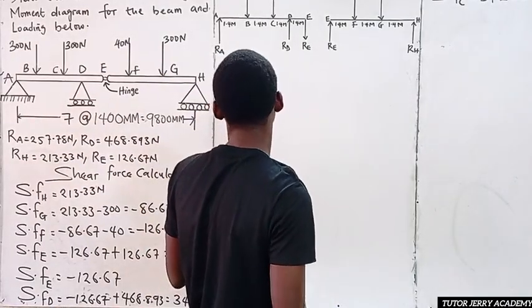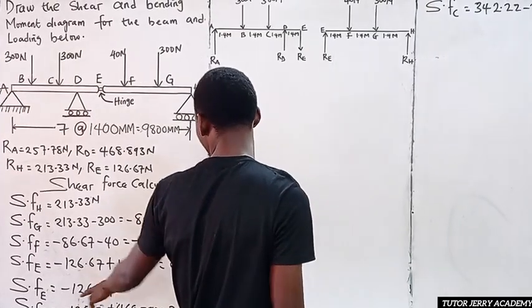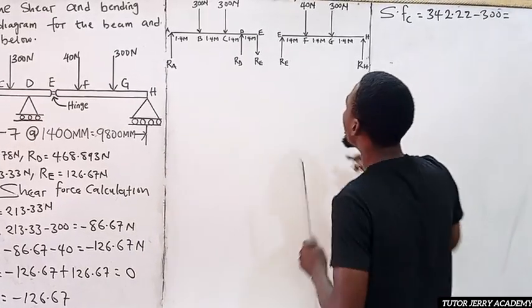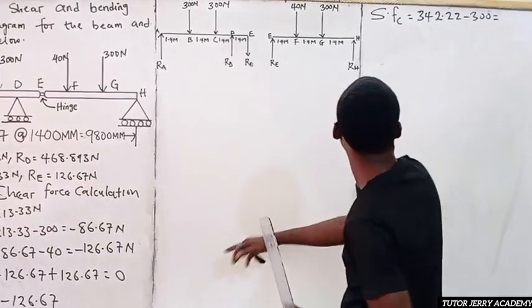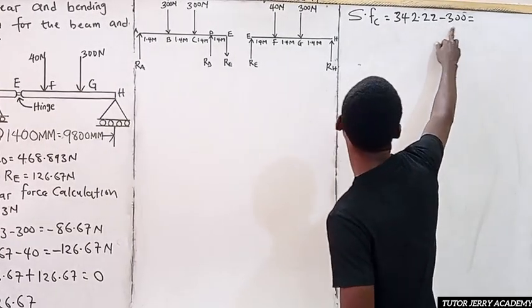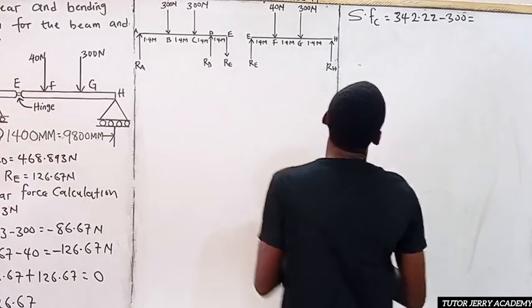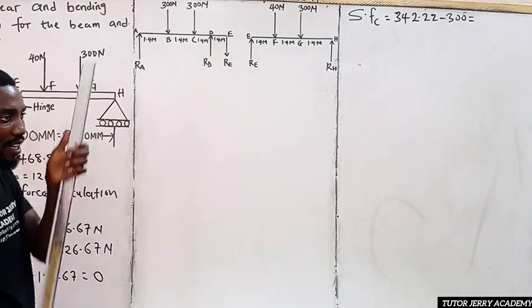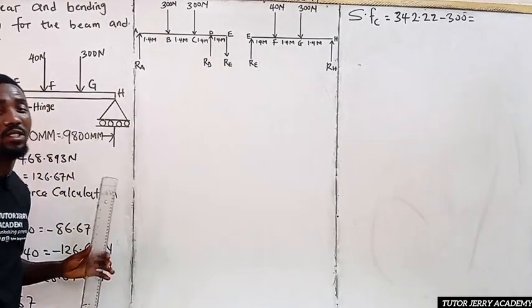So the shear force at point C. I think that is the shear force at point D, right? So the shear force at point C now is going to be 342.22, then minus 300. So by the time you do this math now, you are going to have your shear force at point C to be equal to what?